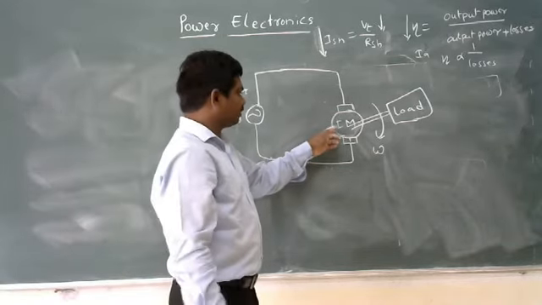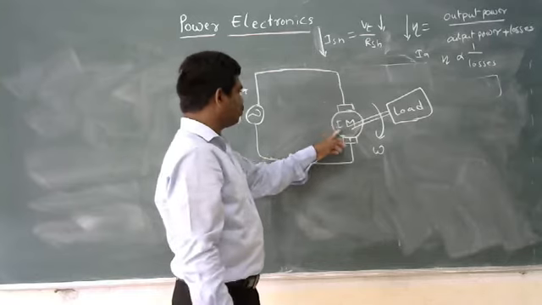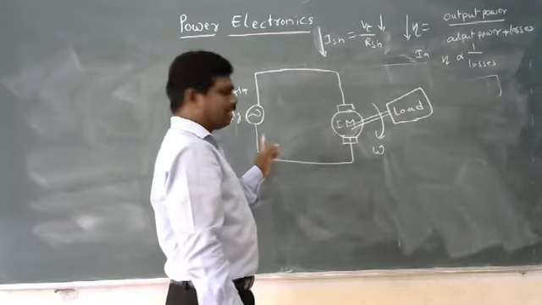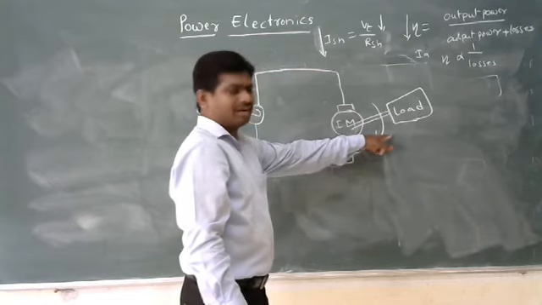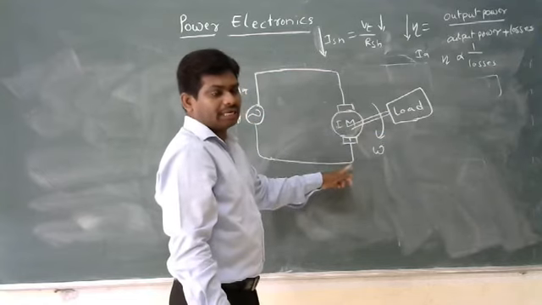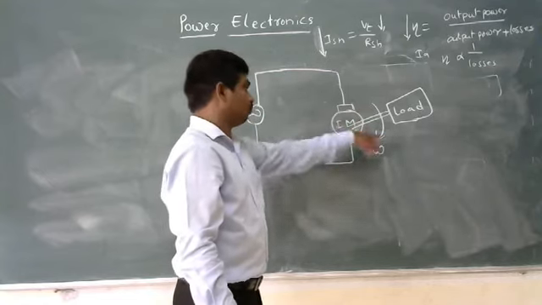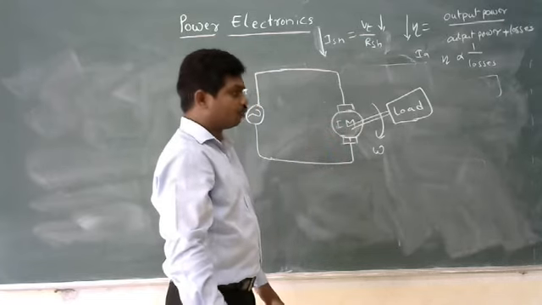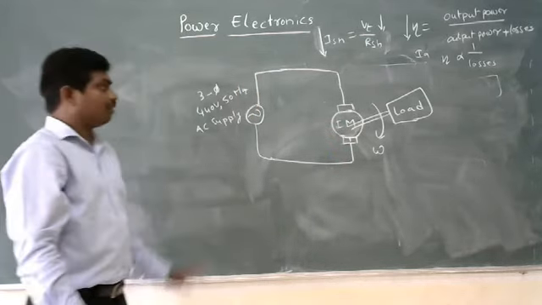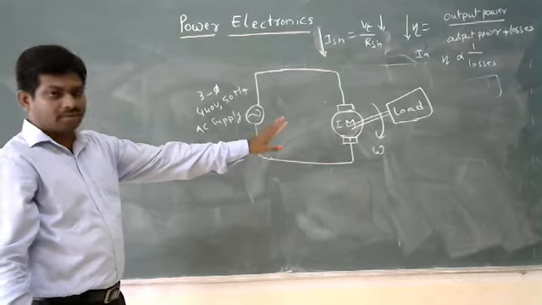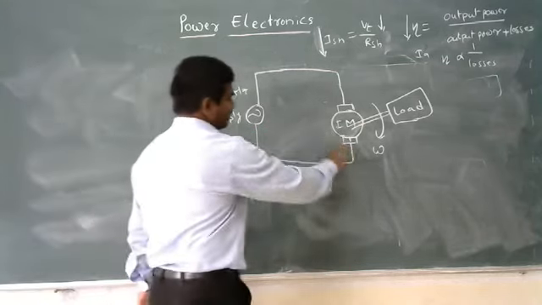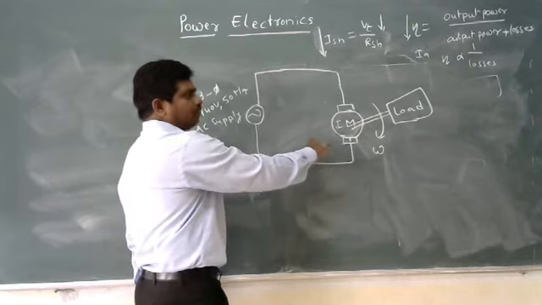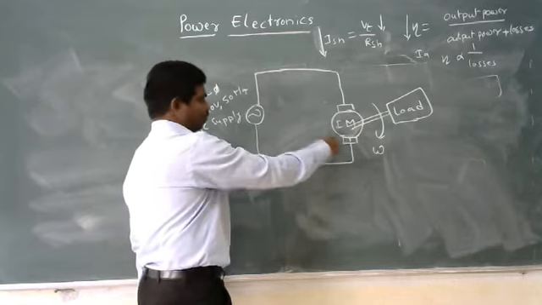So the induction motor converts AC electrical energy into mechanical energy, whereas the DC motor converts DC electrical power into mechanical energy. Whatever the nature of the electrical power, the output is mechanical power, depending on the type of motor. Here in this case, it is an AC motor, which means it runs on an AC power supply.